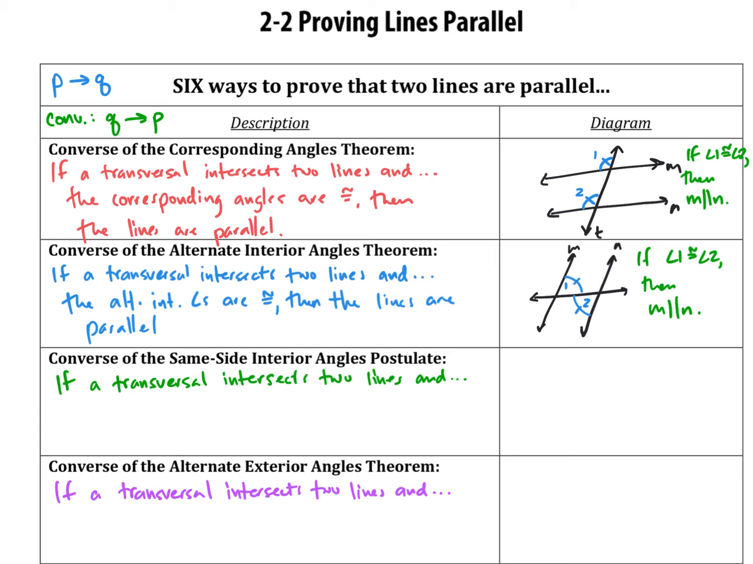Next up, we have the converse of the same side interior angles postulate. The same side interior angles postulate said that if two parallel lines are intersected by a transversal, then the same side interior angles are supplementary. So the converse says if a transversal intersects two lines and the same side interior angles are supplementary, then the lines are parallel.